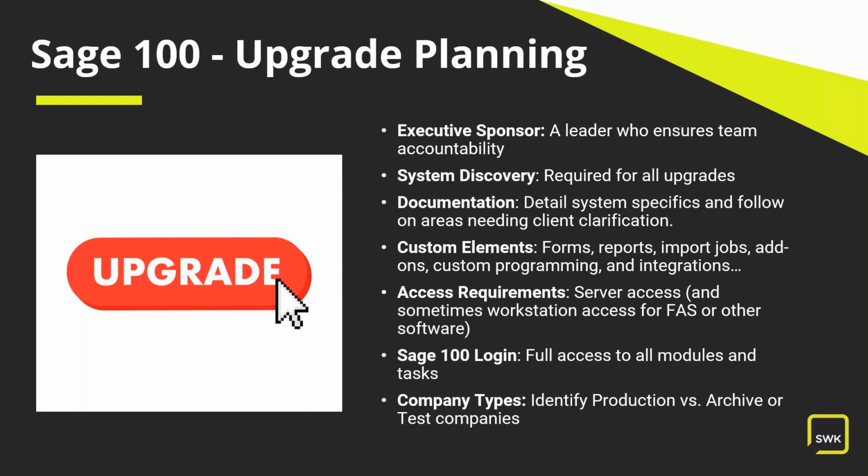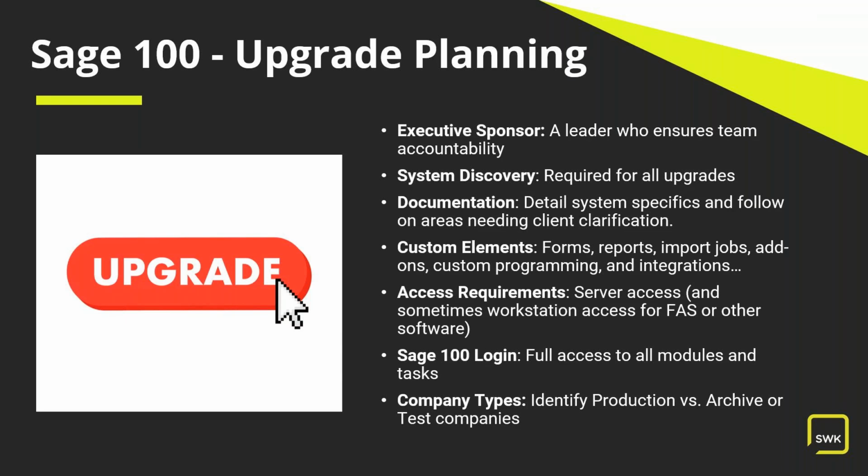So when we go to do your upgrade planning, there's a few things that we're going to need. We are going to need full access to your server where your Sage is installed, and a Sage login that has full access to all the Sage tasks. That's so that we can look all the way through all of your Sage without being encumbered, as well as look at your back end.